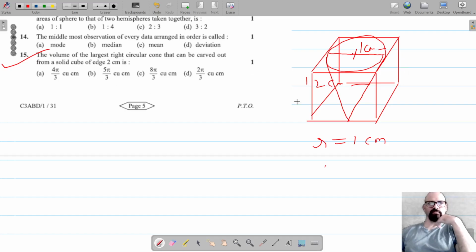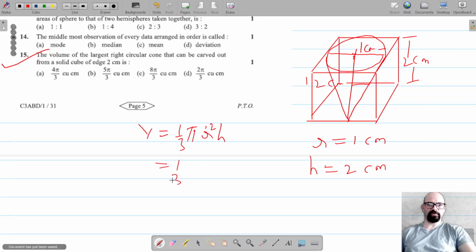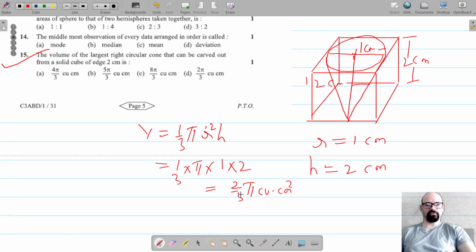And we have to find the volume. The height of the cone would also be the edge, so the height of the cone is 2 centimeters. We know the volume is given by 1 by 3 pi r square h. Let's put in the respective values. This is 1 by 3 pi into 1 square, which is 1, into height 2. So this is 2 by 3 pi cubic centimeters, that is option D.